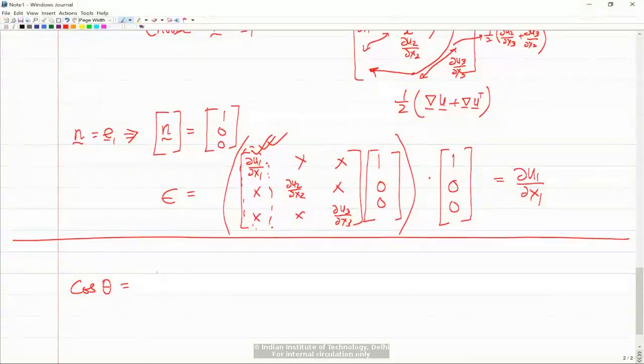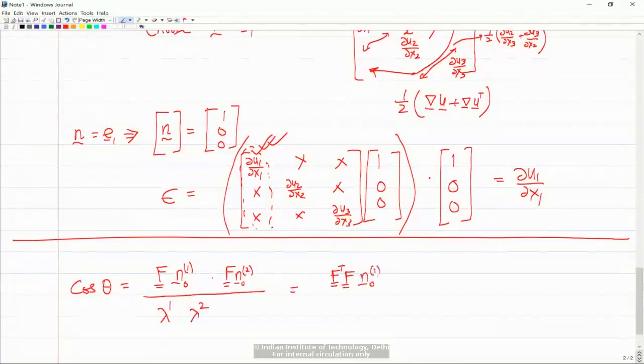Okay, so I remember it now. So that was big F n naught 1 dot with big F n naught 2 for the two line elements, divided by lambda 1 lambda 2. So this is then equal to, so here again you have F transpose F, n naught 1 dot with n naught 2, and divided by lambda 1 lambda 2.